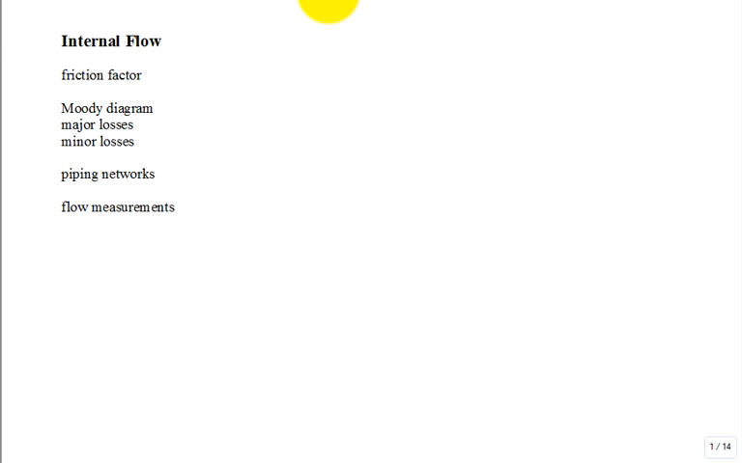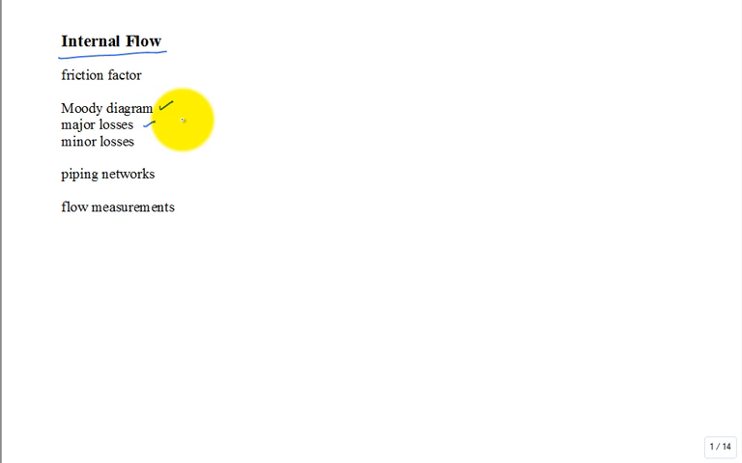All right, so we're going to wrap up. This chapter deals with internal flow. A lot of this chapter dealt with how to predict the pressure drop associated with frictional effects. So you have the Moody diagram, the most popular or most well-known diagram in fluid mechanics for flow inside of pipes, and that helps you calculate the major losses.